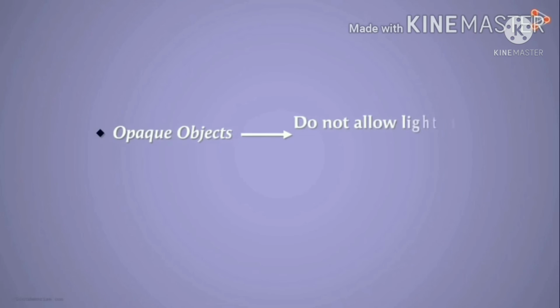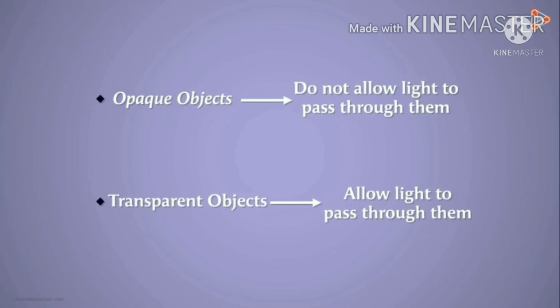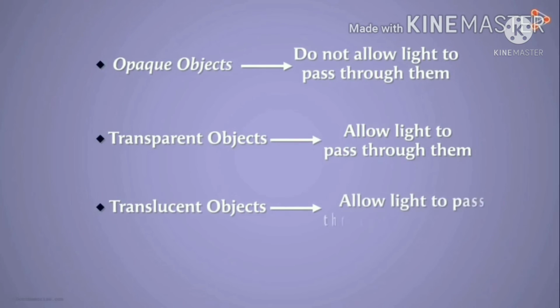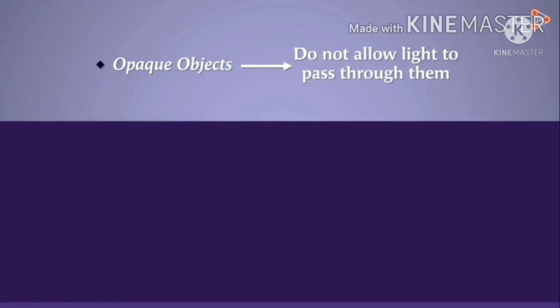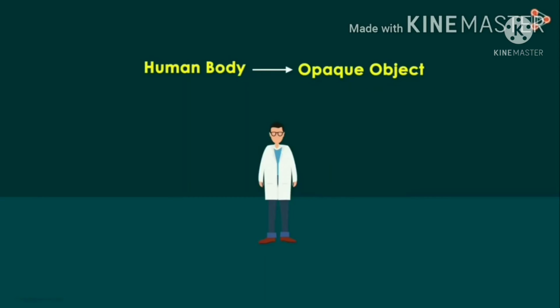Do you remember the concepts we studied in the previous lesson? First, opaque objects do not allow light to pass through them. Second, transparent objects allow light to pass through them and we can see through them clearly. And third, translucent objects allow light to pass through them partially. Now answer this question: what kind of an object is a human body? Are we able to see through it? Not really. Hence, a human body is an opaque object.